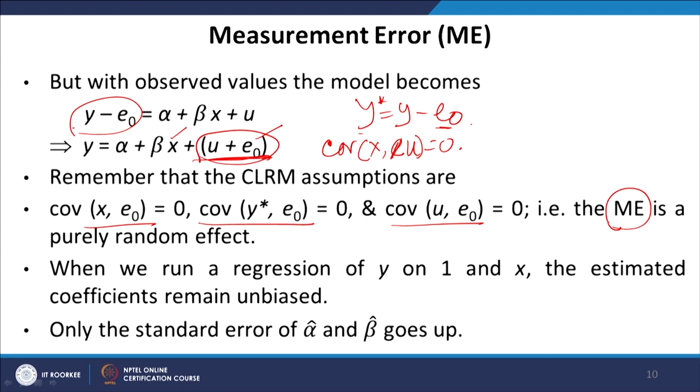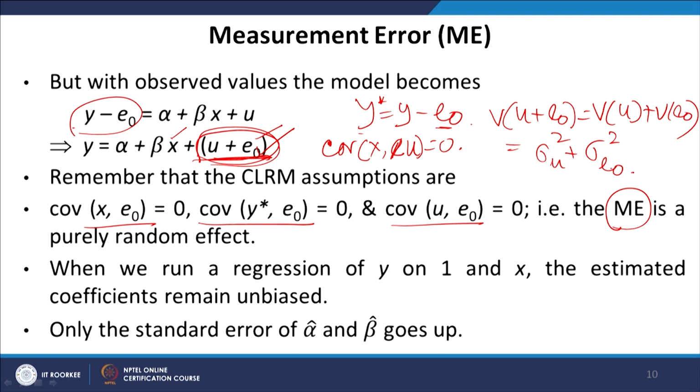When we run a regression of y on 1 and x, the estimated coefficients remain unbiased if the measurement error is completely random. Only the standard errors of alpha hat and beta hat go up. Since the population error has gone up, the population error variance is also supposed to go up. Even if u and E naught are uncorrelated with each other, the variance of u plus E naught will be the variance of u plus the variance of E naught, as the covariance between u and E naught is 0, which we can write as sigma square u plus sigma square E naught.